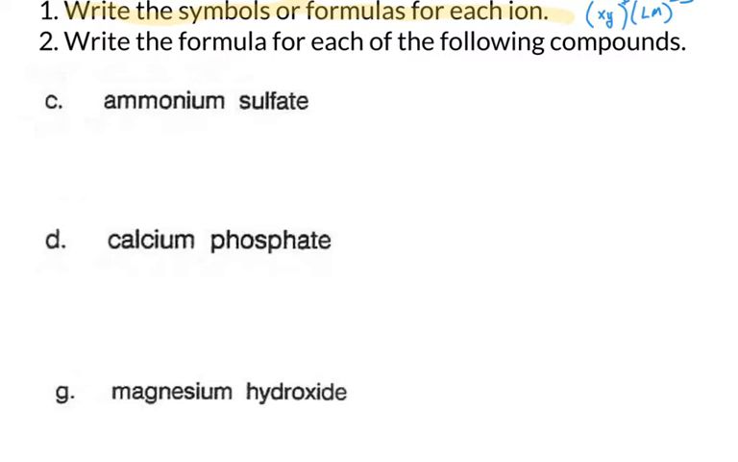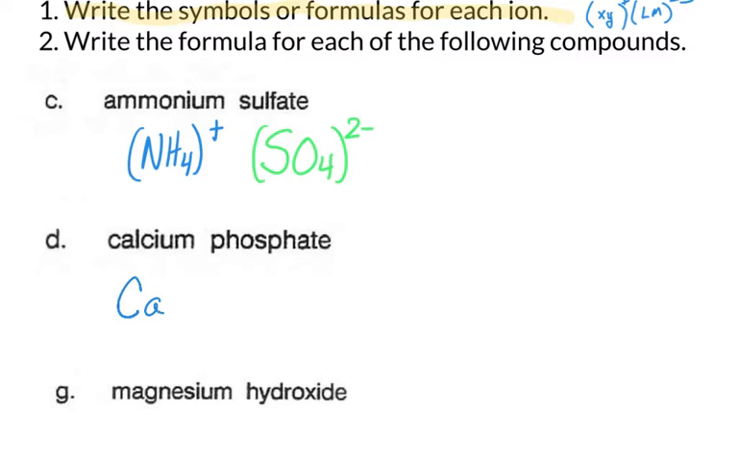All right, let's look at ammonium sulfate. Ammonium is NH4. Go ahead and put that part in parentheses, put the plus on the outside. And then sulfate is SO4. Put that in parentheses, put the 2 negative on the outside. Then we look at letter D. We have calcium. It is not a polyatomic ion, so we're just going to write Ca2+, no parentheses. And then we have phosphate, which is PO4. That's a group, so we put parentheses around it. And then in this case, we're going to have a 3 negative charge.